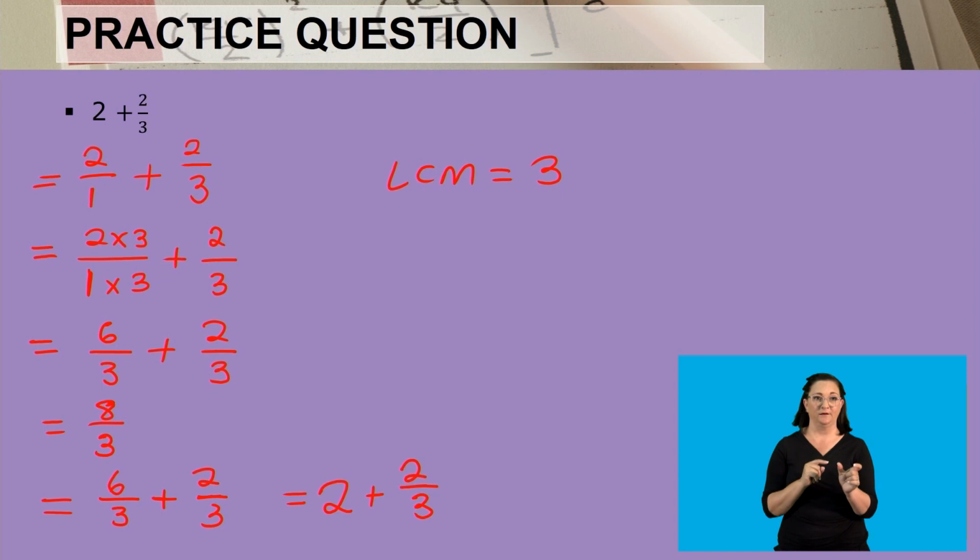Now, if you notice, this is exactly where we started, meaning if I have a whole number and I am adding a common fraction, then I can just write them together as 2 and 2/3. And that is our answer for that expression.